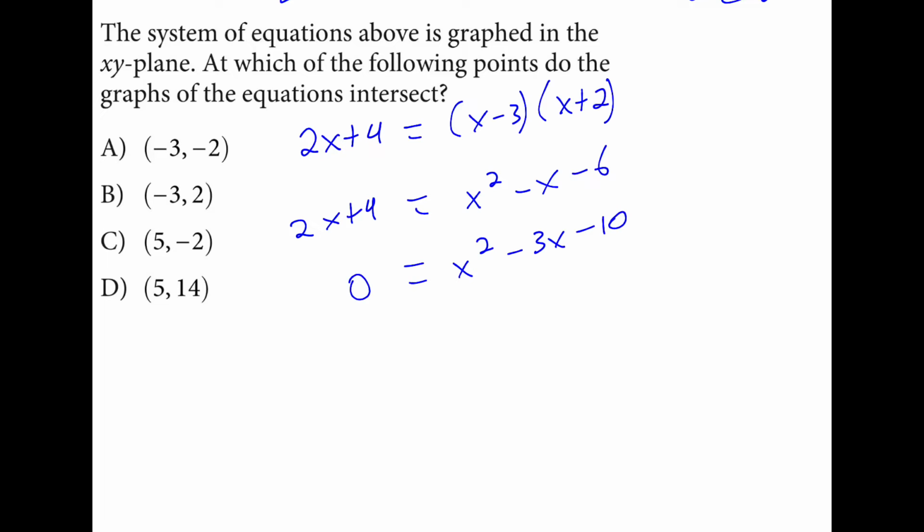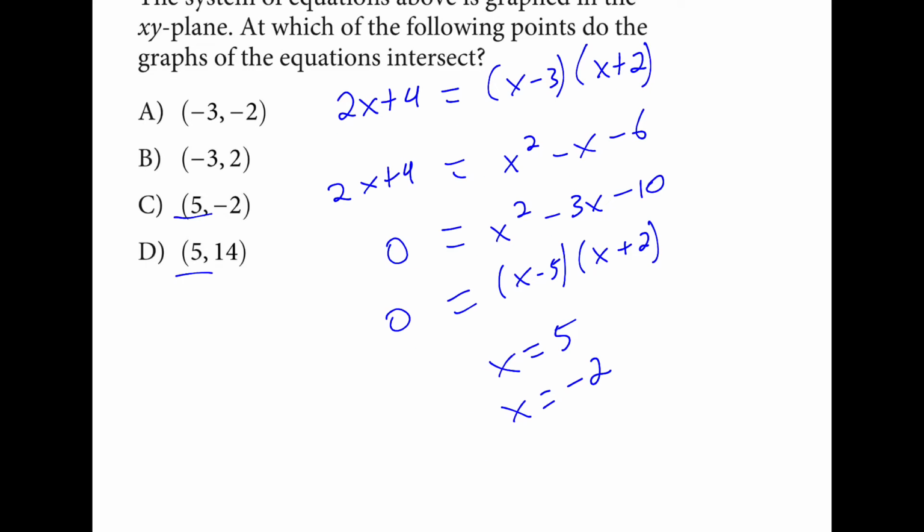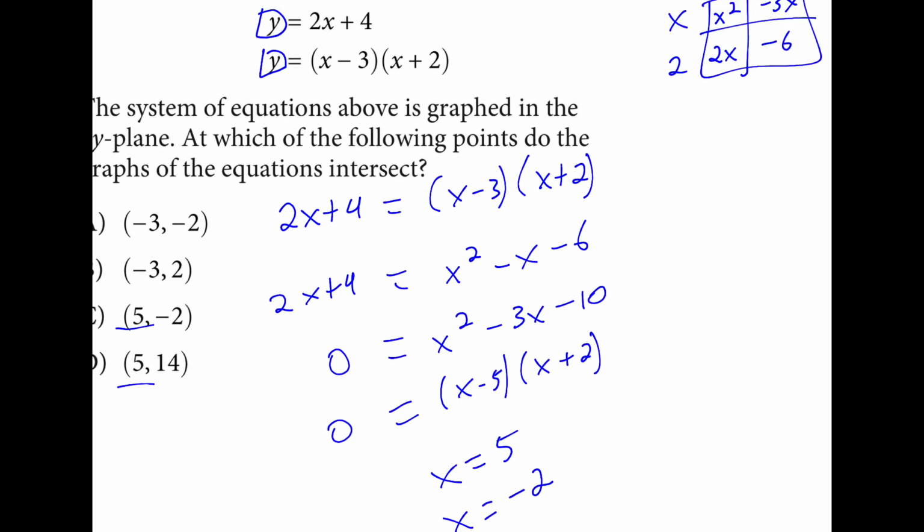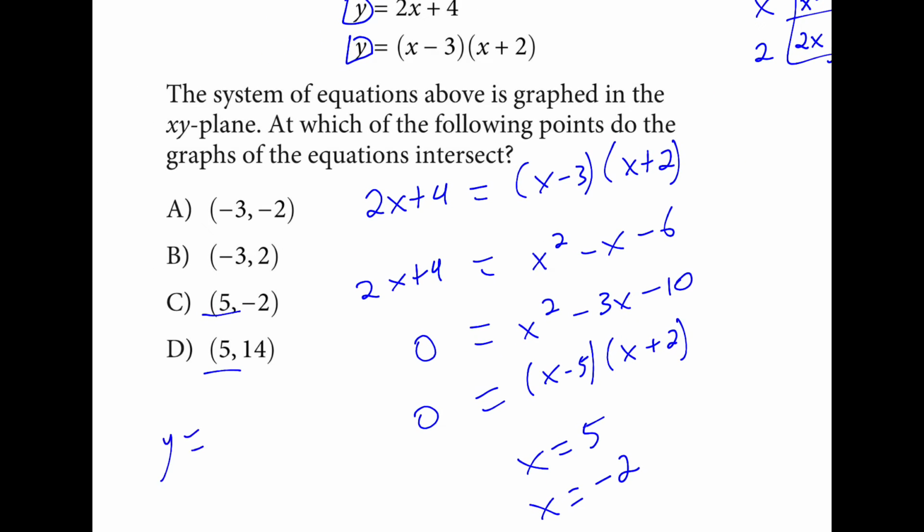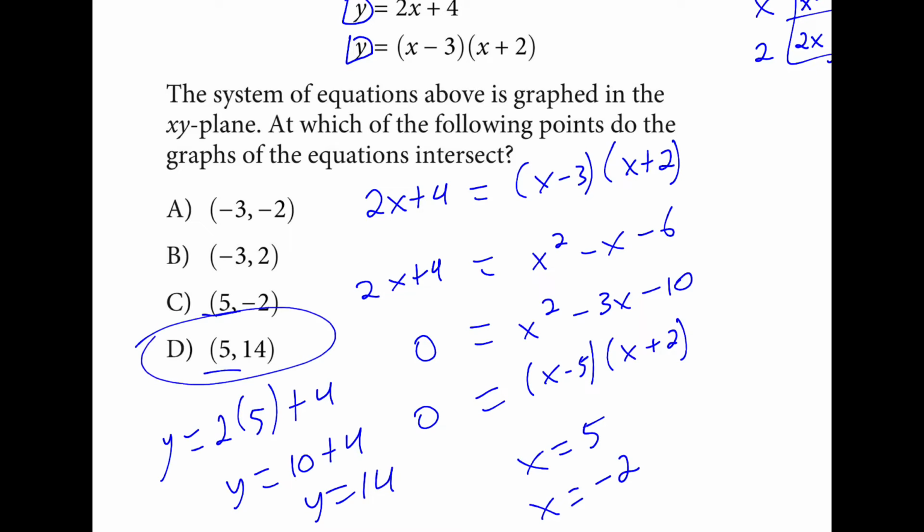So if I'm looking to factor this, I'm looking at 5 and 2, and the 5 has to be negative, so (x minus 5)(x plus 2). So remember, we're looking for 2 numbers that multiply to give us negative 10, and add to give us negative 3. So there's 2 answers: x equals 5, or x equals negative 2. Looks like we're going to use the 5. So let's plug that back into one of the original equations. If y is equal to 2 times 5 plus 4, y is equal to 10 plus 4, or y is equal to 14. So it's D.